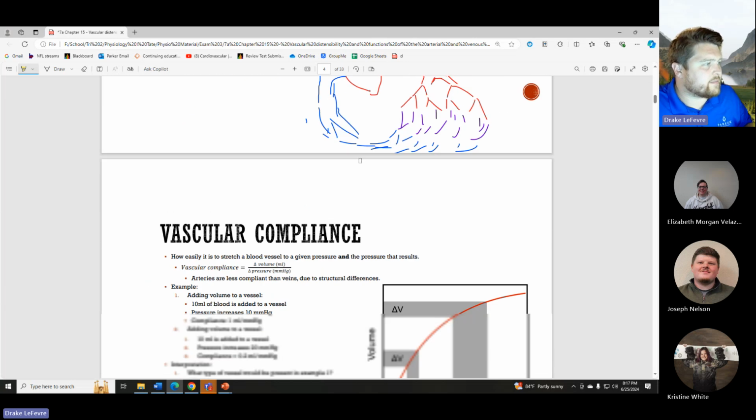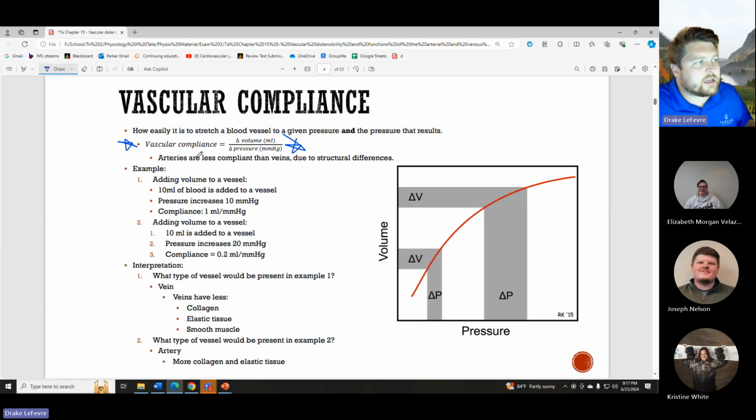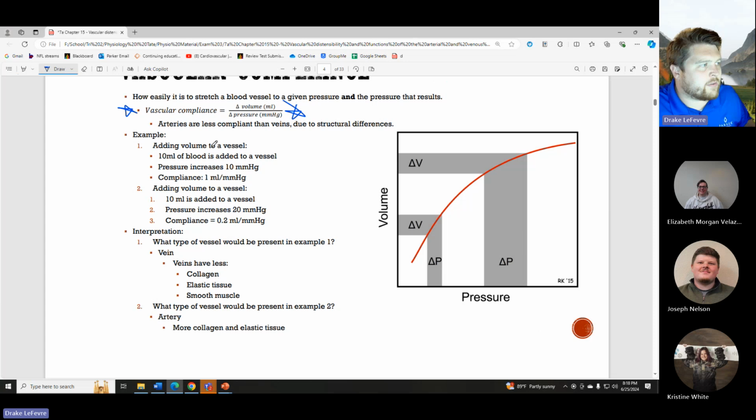Okay, but vascular compliance, as I mentioned above, is the give that the vessel has. Make sure that you write down this equation, because it's going to come back. Delta volume, so change in the volume over change in the pressure, equals our vascular compliance. So arteries are less compliant than veins. Same thing as distensibility.